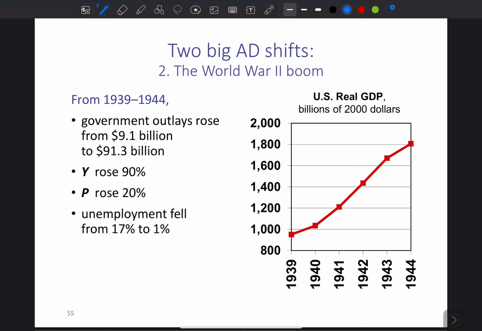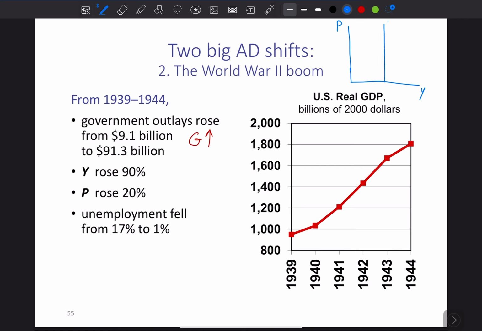The next example of a big shift in the aggregate demand is related to the boom during World War II, in 1939 through 1944. In that time, because of the war, government spending surged from 9.1 billion to 91.3 billion dollars. This is a huge change in the government expenditures. And when we see this G increasing, that's one of the elements that could shift the aggregate demand, based on those four steps that we were discussing earlier.